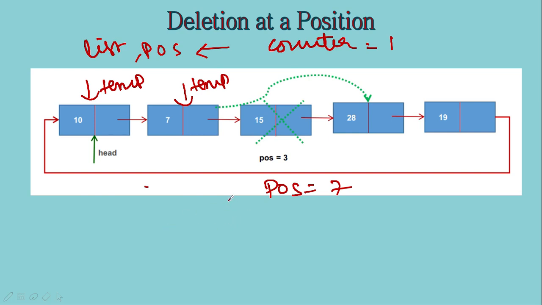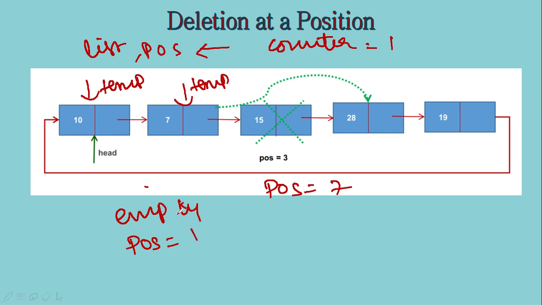So let us make the while loop like: while counter is less than position minus 1, and temp next is not equal to head. Both the conditions we can check, and the exceptional cases that we have to handle are when the list is empty and when the node to be deleted is at position 1.